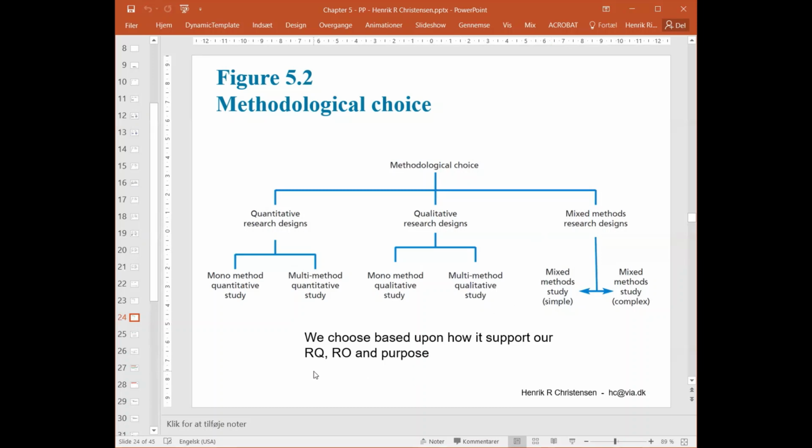So therefore, the research question, the research objective, and the purpose of our research certainly has a great impact on what kind of methodological choice we make. And it also comes with the direction from the paradigm that we have been choosing as well.